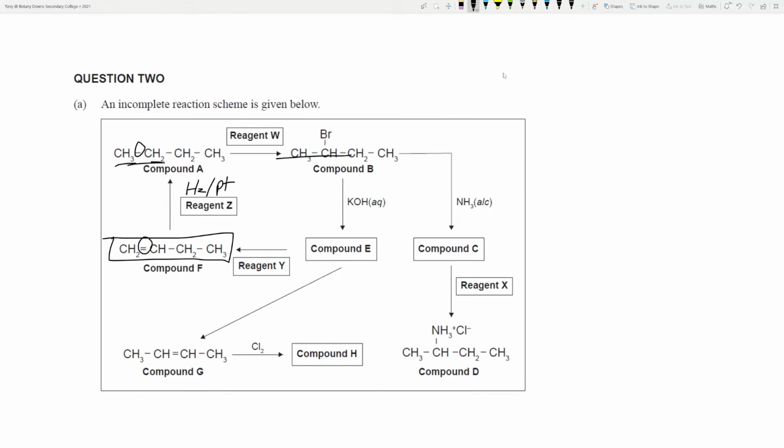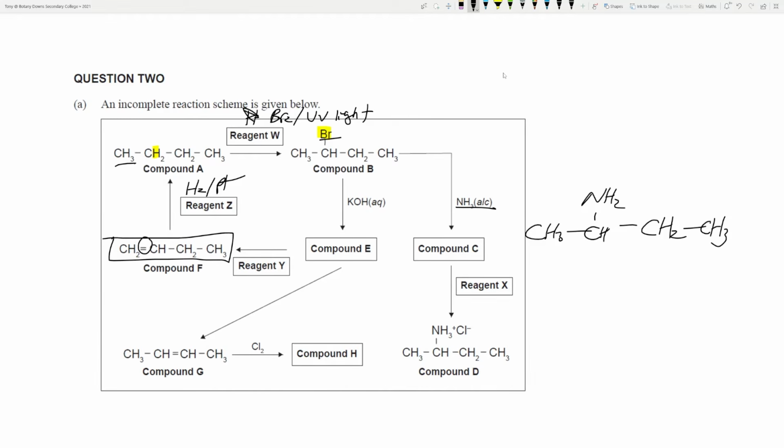And then from this one to this one, this is going to be a substitution reaction because you replaced one of the H with the Br. So this is a substitution reaction, so you would have used Br2/UV light. You have to put UV light here because that's definitely required. And then with NH3, you simply replace the Br with NH2, not NH3, because your nitrogen only bonds 3 times. If you put NH3 here, then that's going to bond 4 times, which is incorrect.